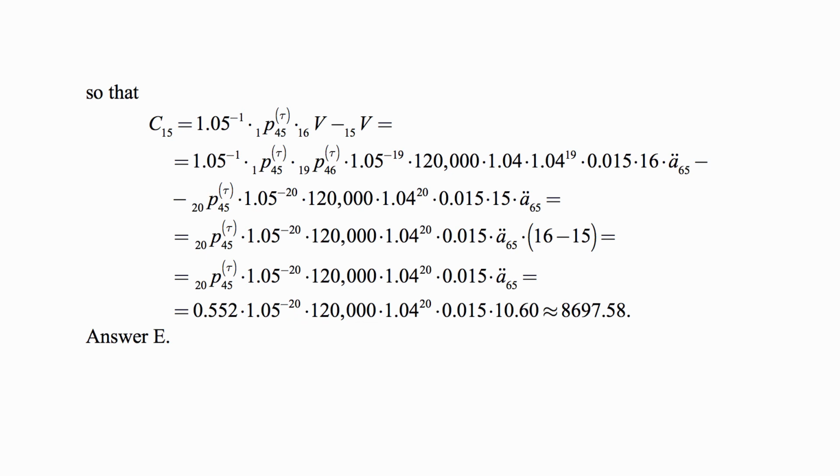But I'm referring to the formula that the textbook states as the core formula to show you how it follows from that. So we just plug in all the values and do the calculation. Everything here is given, so the probability of survival over 20 years is given, A.65 is given, and the answer comes out to be 8,697.58, which is answer E.